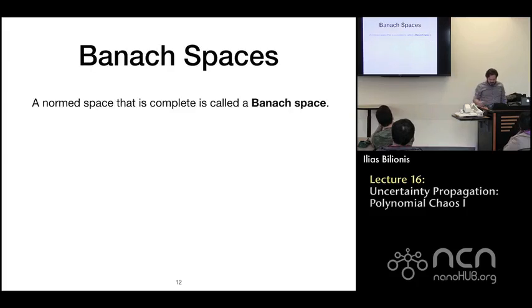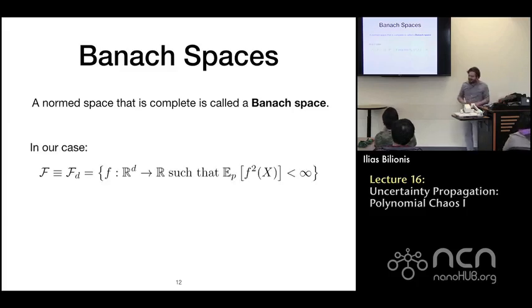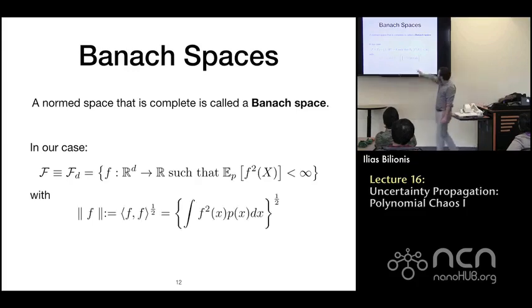Anyway, before we get there, just some names. So a vector space with a norm that is complete is called a Banach space. If it's green, it's called a banana space. And in our case, the space of square integrable functions with this norm is a Banach space, okay?